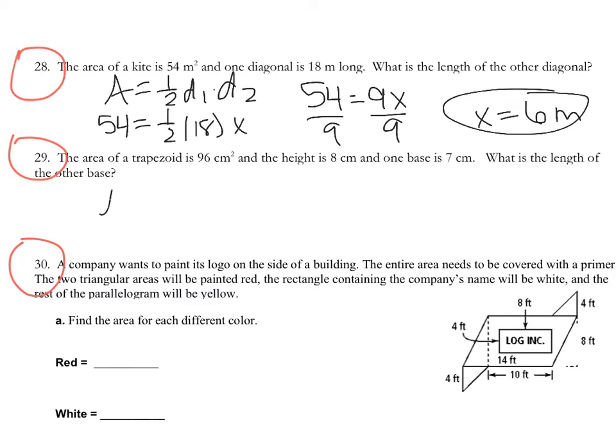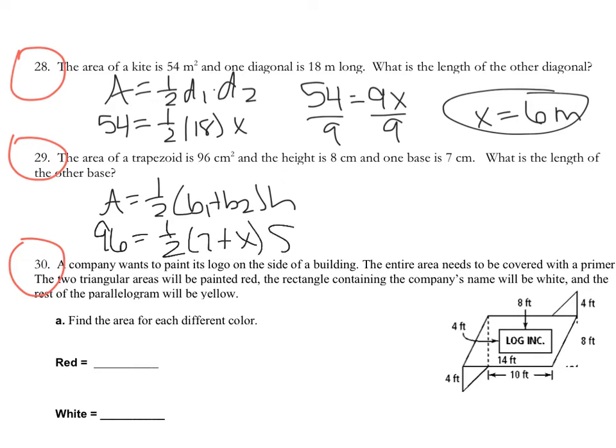And then 29, start with the formula. That's 1/2 base 1 plus base 2 times height. The area of the trapezoid is 96, and then it told me that one base is 7, but I don't know the other one, so I'm going to call it x, and the height is 8. So then I need to really be careful with my algebra here.